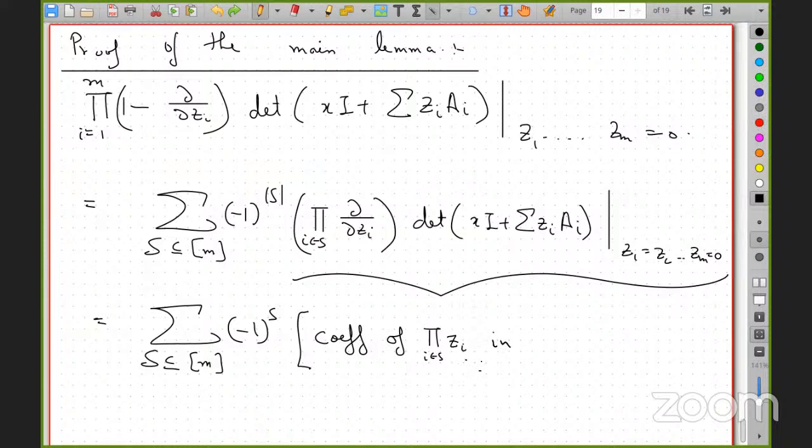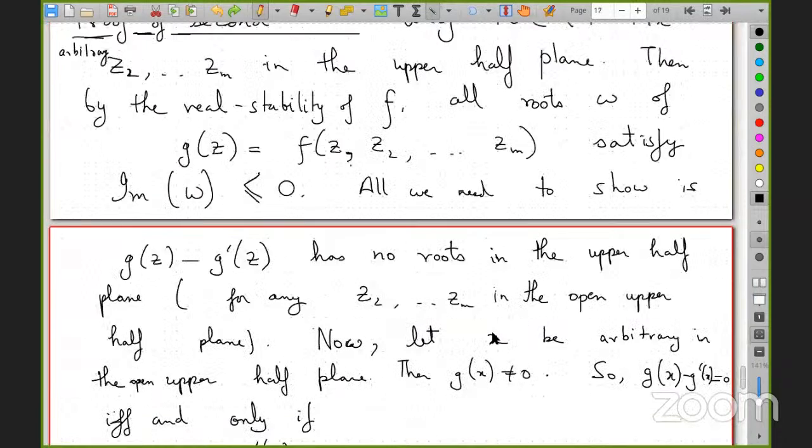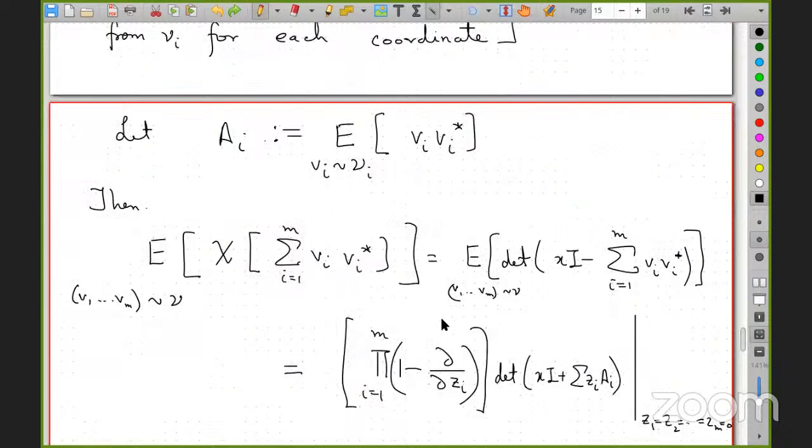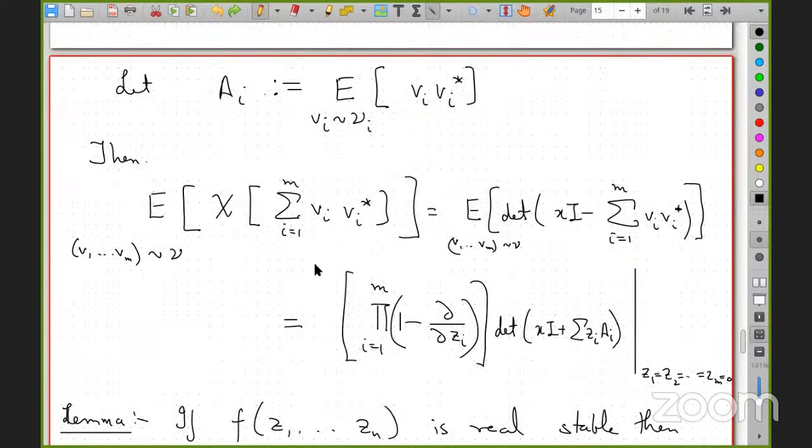Earlier we showed that this product of 1 minus del by del zi preserves real stability, and we also know that this determinant is real stable. So why are we not already done? Why are we expanding this out? Well, because you have to prove the main lemma. We have to prove that what we get is actually equal to what we wanted, that this expression is equal to the characteristic polynomial.